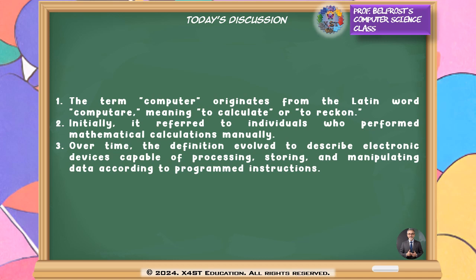But over time, this definition has evolved to describe electronic devices capable of processing, storing, and manipulating data according to program instructions. So the very important concept is that a computer is just a machine that understands specific rules or instructions that have been programmed before. We just give instructions, and this machine will execute them sequentially. That's just what's called a computer.